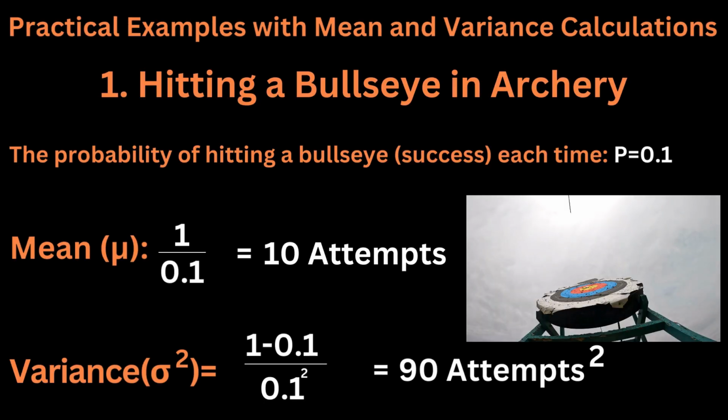Let's understand this using some examples. First example is hitting a bullseye in archery. Probability of hitting a bullseye each time, probability is equal to 0.1, mean equal to 1 divided by 0.1 equal to 10 attempts. Variance here will be 1 minus 0.1 divided by 0.1 square equal to 90 attempts square.